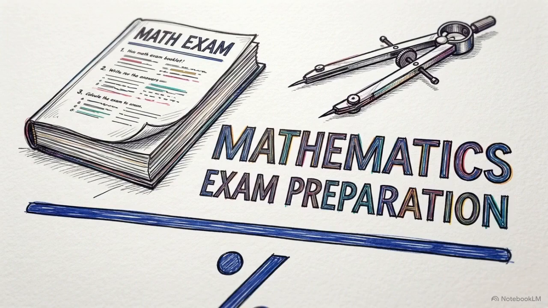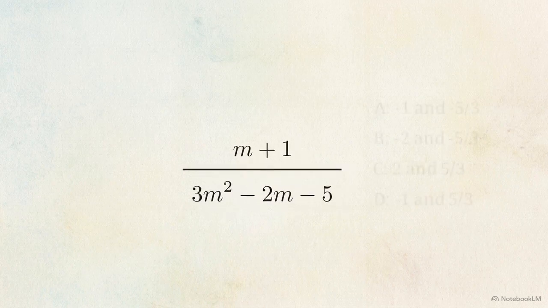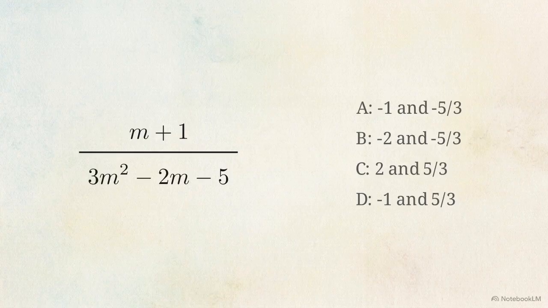Hello, dear student. Today, we are working through WASSCE Mathematics 2026 Question 4 together. The question asks us to identify the values of m that make this expression not defined. We have 4 options to consider as we work through the steps.